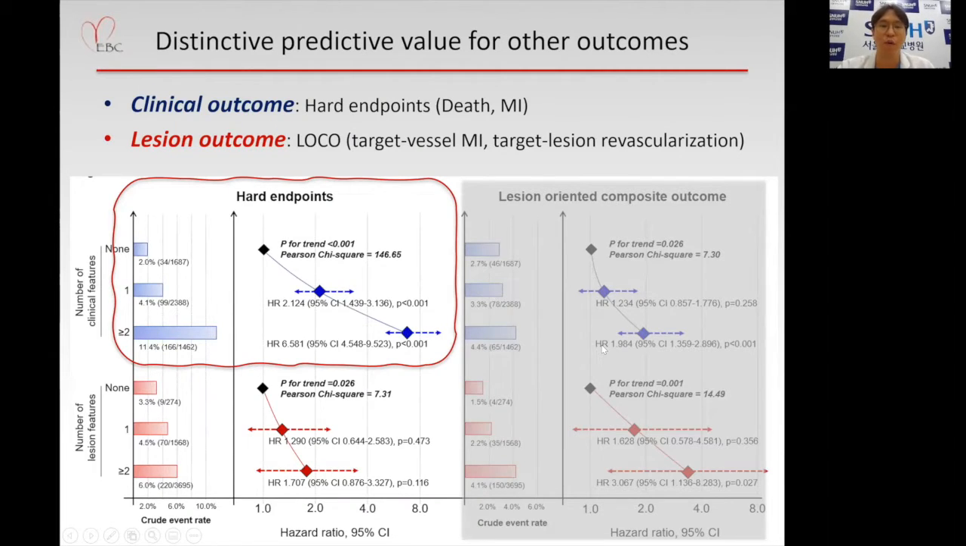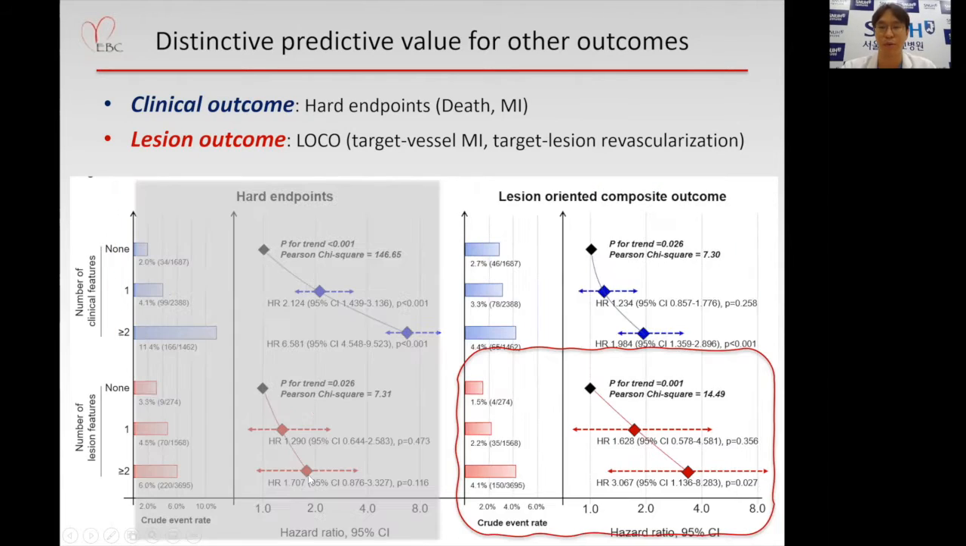However, going one step forward, we studied the distinctive predictive value for other outcomes, such as the hard endpoints and the lesion-oriented composite endpoints. Interestingly, for the hard endpoints, as the number of clinical features or lesion features increased, there was a steeper increase in hard endpoints for clinical features compared to the blunt increase in lesion features. From this, we could see that for hard endpoints, the clinical features were more important.